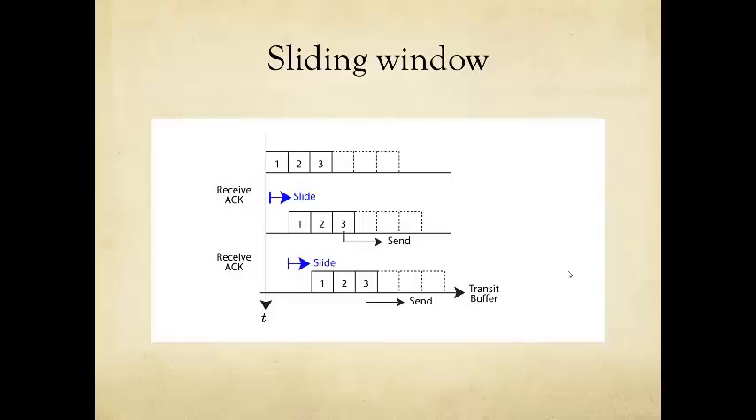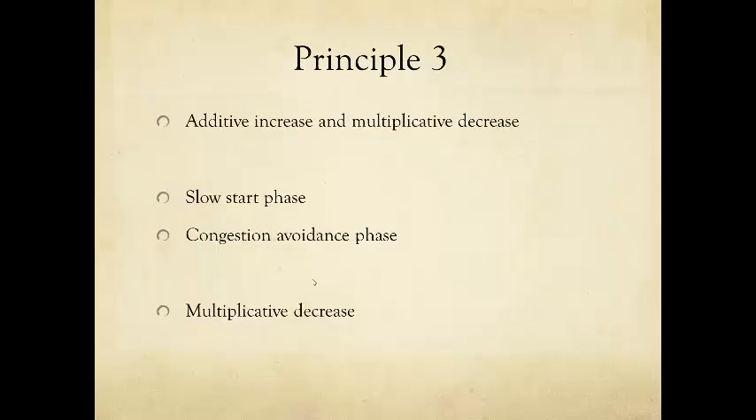This is a typical picture we draw, where we show the time axis on the vertical axis and then the transmit buffer here. As time goes on, you see that the window is slid. As it slides more, you get to send more packets. Okay, you send 1 packet, 2 packets, 3 packets. Then you send the 4th packet, the 5th packet, as you get the acknowledgement corresponding to the first 2 packets. All right, sliding window at the source. That's principle number 2.